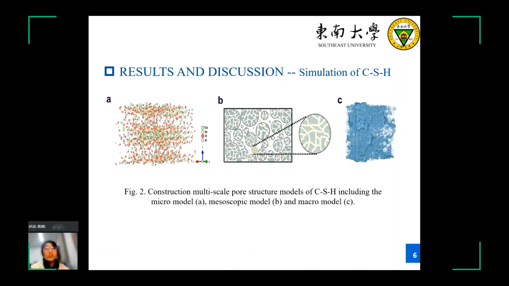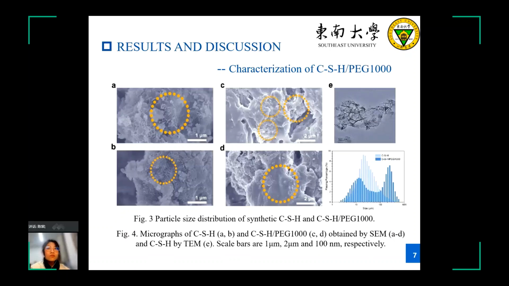Results and discussion. The calcium to silicon ratio was set at 1.5. The multi-scale pore structure of CSH was obtained by building a CSH model between particles and atoms at different scales, which provided theoretical basis for its rationality as a carrier. Prepared CSH is 21 micrometers, approximating to a normal distribution shown in figure 3.